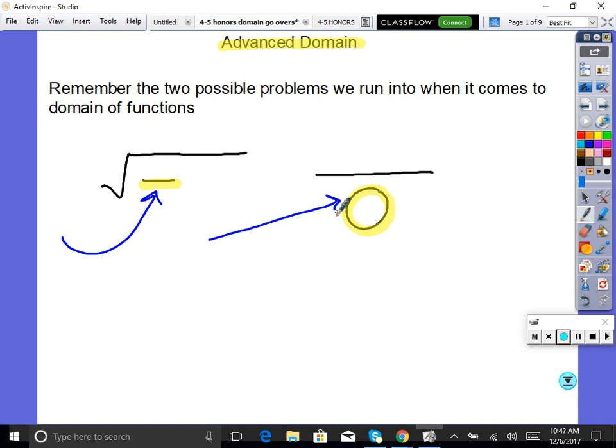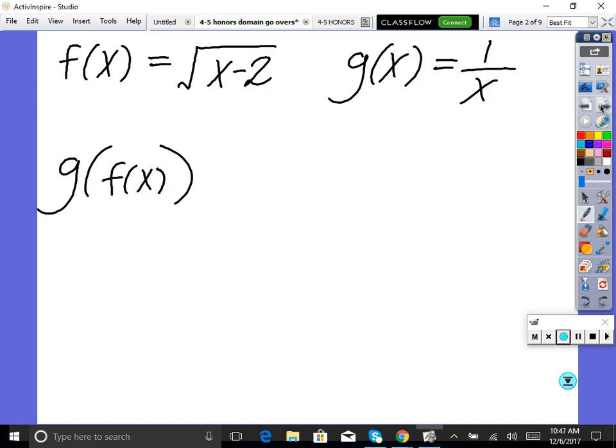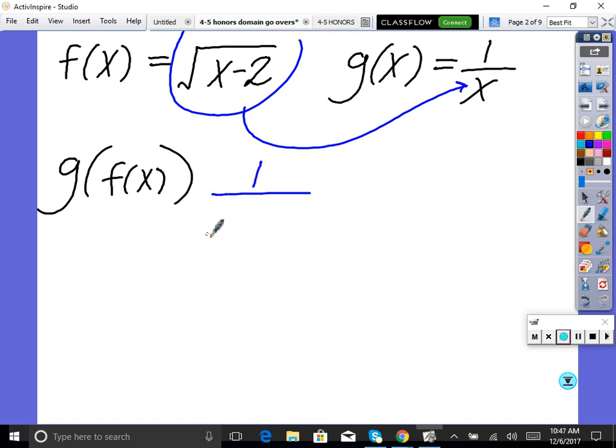So, here we go. Given f of x is this, and g of x is this, we're going to find g of f of x and then state the domain. We're going to start out basic and then work our way up. So that would be plugging f of x into function g wherever there's an x. So that would be 1 over the square root of x minus 2. Does everybody agree? Yes. Now what you're going to do is pick out all possible problems.